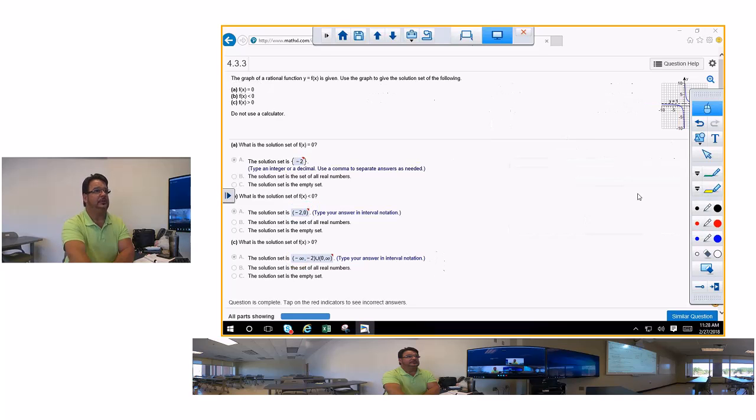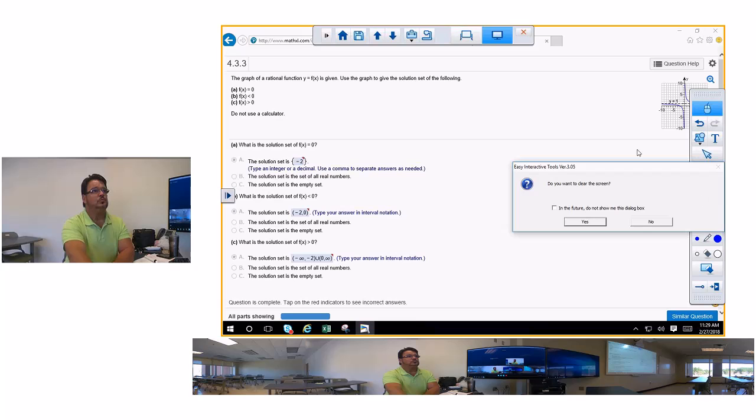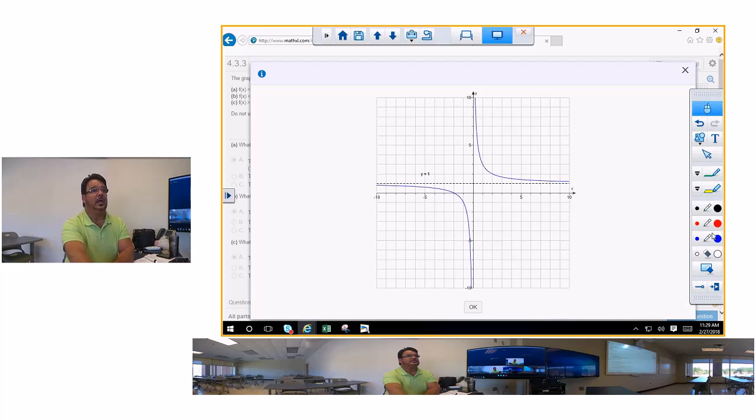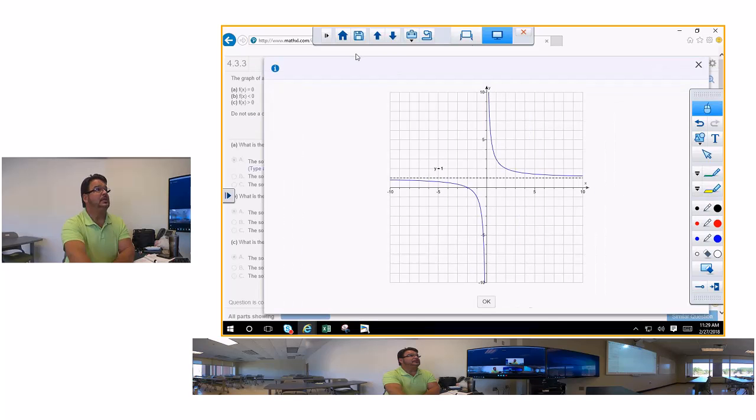Let me explain that to you. I messed up. It's better if I just do this. This is what I should have done in the first place. Okay, now. They asked the first thing. Let me move it over a little bit. The first thing they ask is, when is f of x equal to 0? When is y equal to 0?